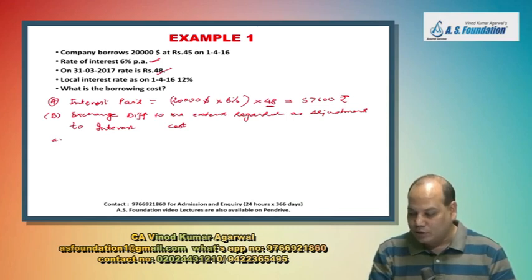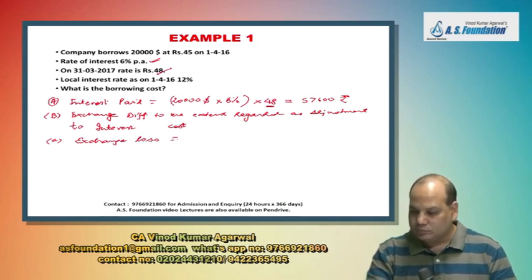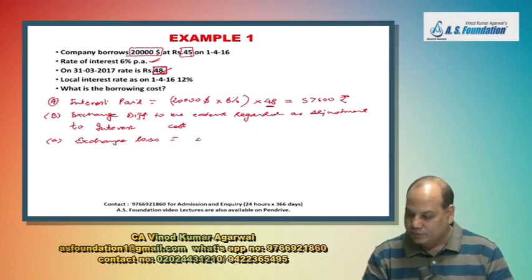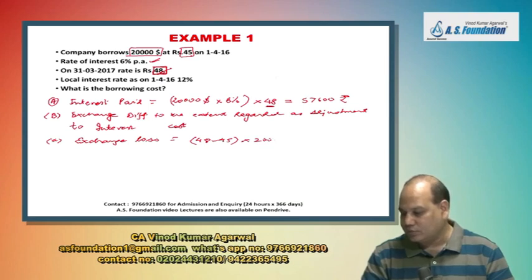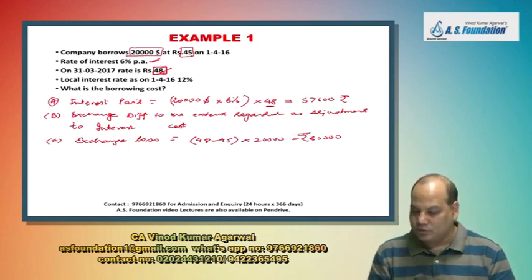For this, first I will calculate how much is my exchange loss. You borrowed $20,000 when the rate was 45. At the end of the year, the rate is 48. So 3 rupees per dollar is your exchange loss. 48 minus 45 into 20,000. 60,000 rupees is your exchange loss. This much you can do.